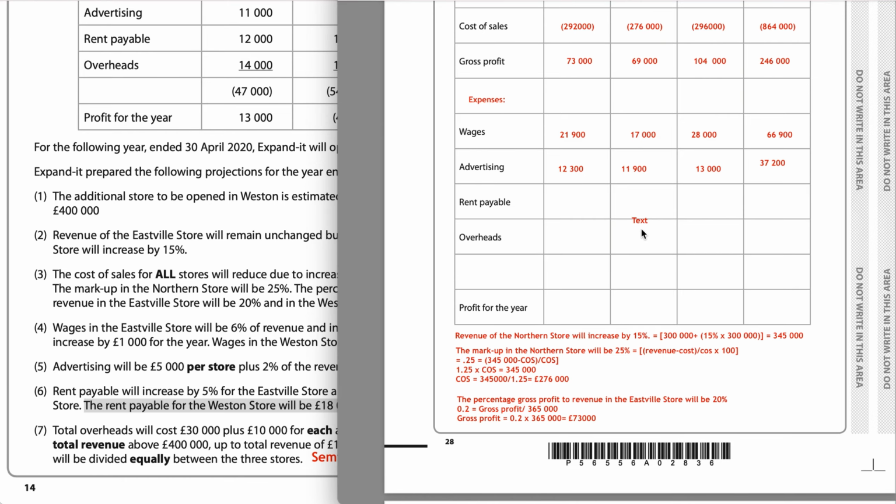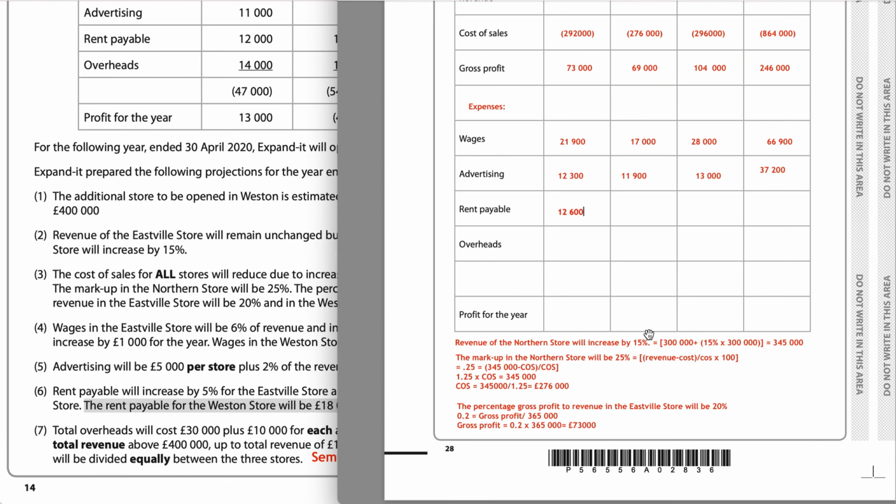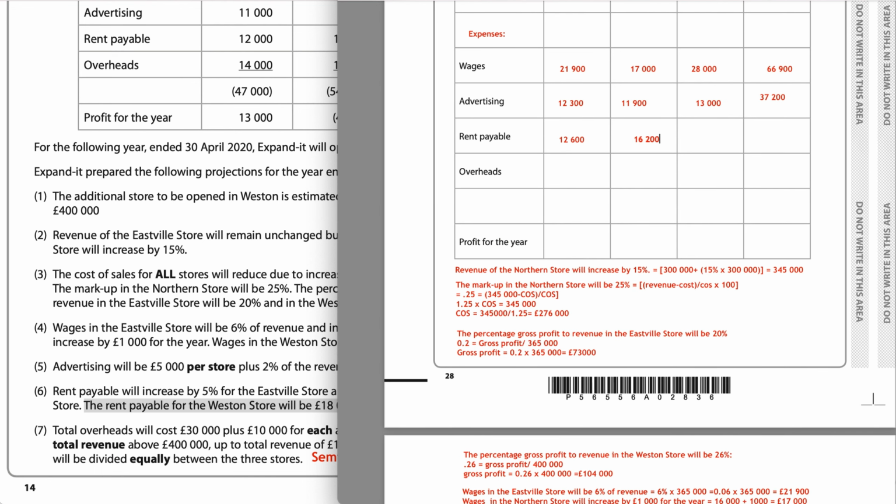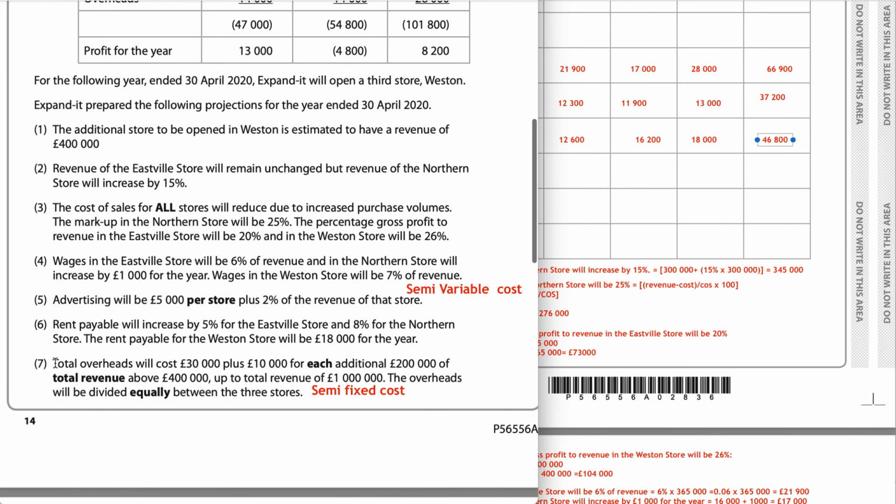So let's write here 12,600, and the next one is 16,200, and the third one is 18,000. Now let's add up the total of the rent payables. It is 12,600 plus 16,200 plus 18,000, that is 46,800. Then let's see the overheads.